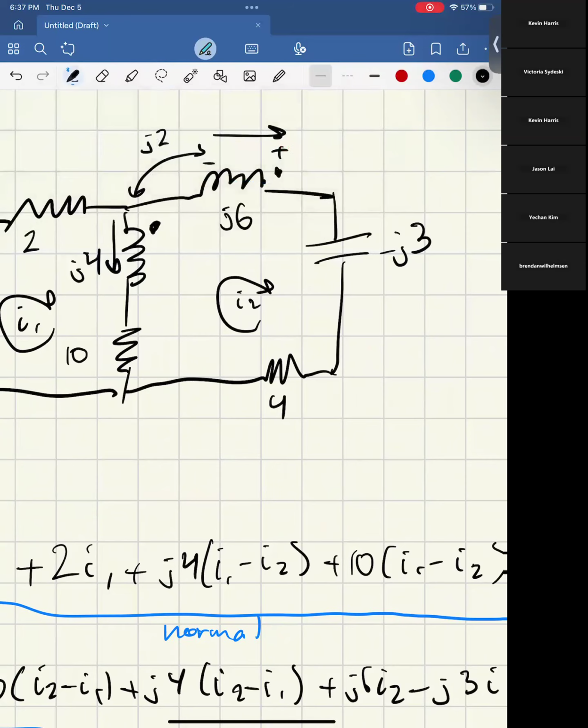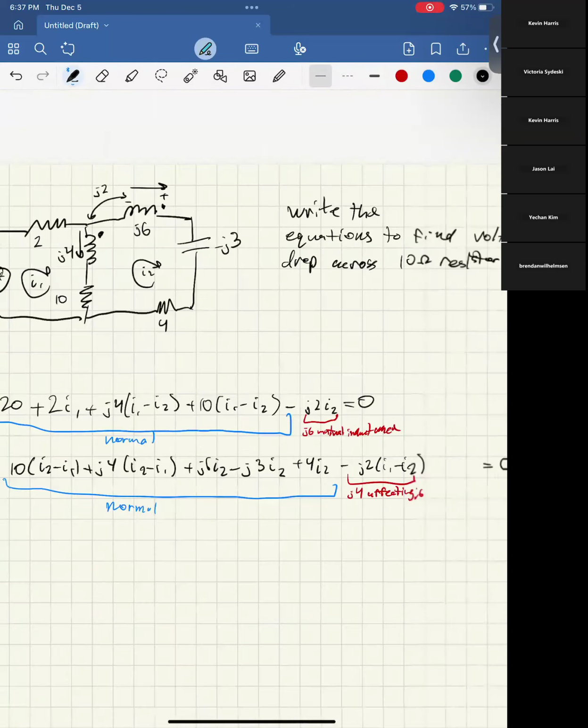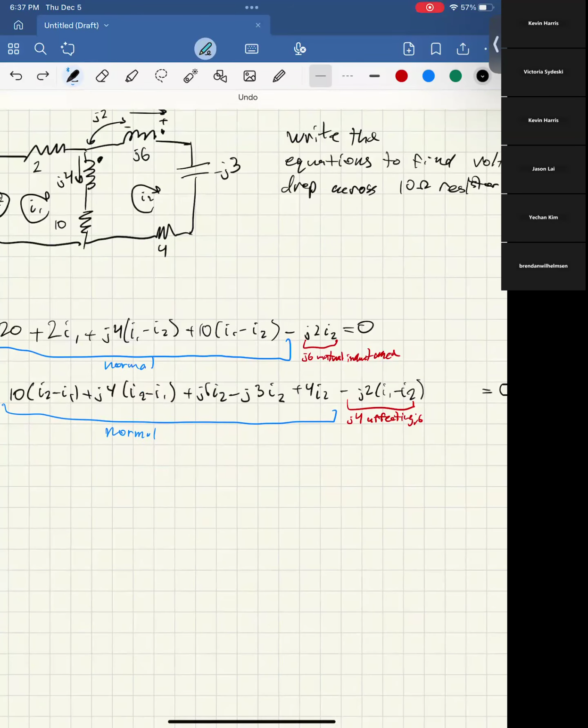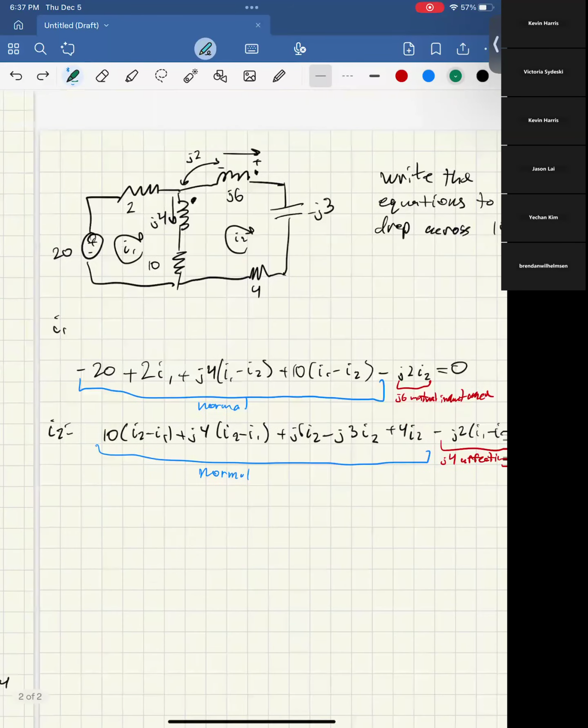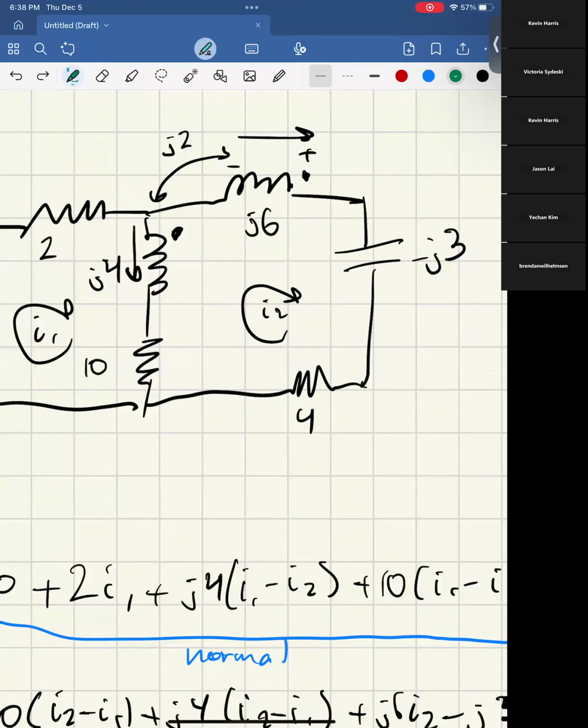Okay, so hopefully you see where this term came from. And then we have our final term here, which is going to be how the current flowing through here will induce something on here. So we have our I2 flowing like this. It's going into the non-dotted side, which means that the dotted side will be minus and this will be positive.